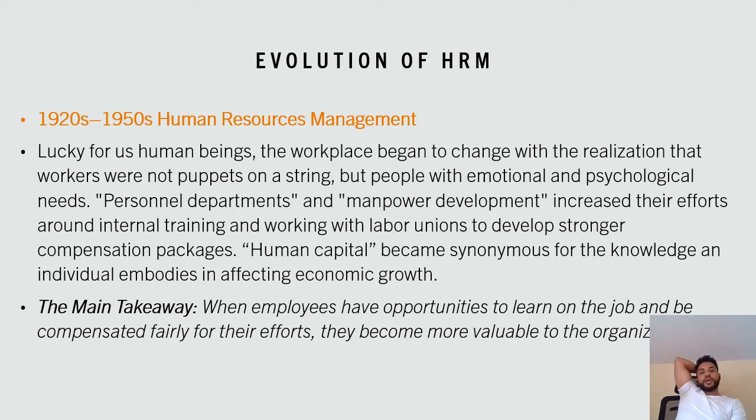Personnel departments and manpower developments increased their efforts around internal training and working with labor unions to develop stronger compensation packages, right? So now they're getting better compensation packages. Human capital became synonymous with the knowledge an individual embodies in affecting economic growth. So basically, the main takeaway is when employees have opportunities to learn on the job and be compensated fairly for their efforts, they become more valuable to the organization. So in the 1920s to 1950s, they're giving employees a lot more compensation, which makes them want to work harder, become more valuable, and put more time and effort into the company.